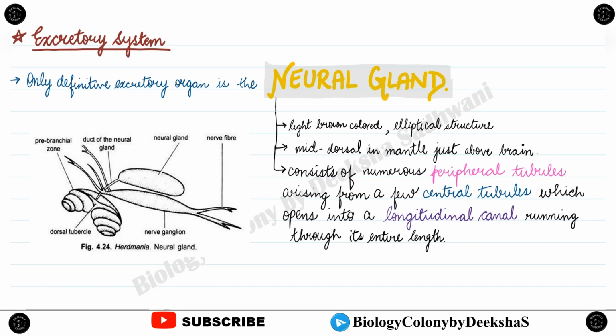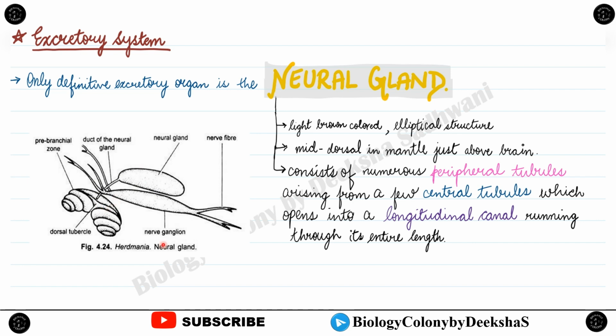The excretory system of Herdmania contains only a single definitive excretory organ, that is the neural gland. Now this neural gland is a light brown colored elliptical structure, as you can see in this diagram. It is mid dorsal in the mantle, that is the body wall, and just above the brain. By brain we mean the nerve ganglion. It consists of numerous peripheral tubules arising from a few central tubules which open into the longitudinal canal running through its entire length. As you can see in this diagram, this is the duct of the neural gland.